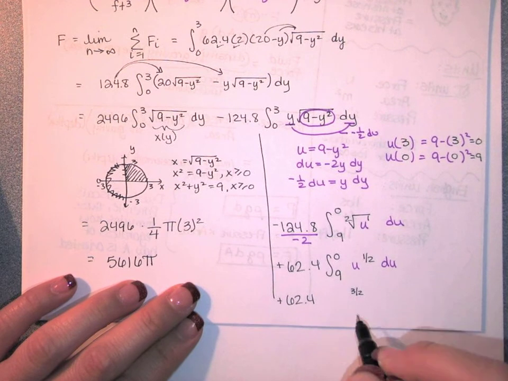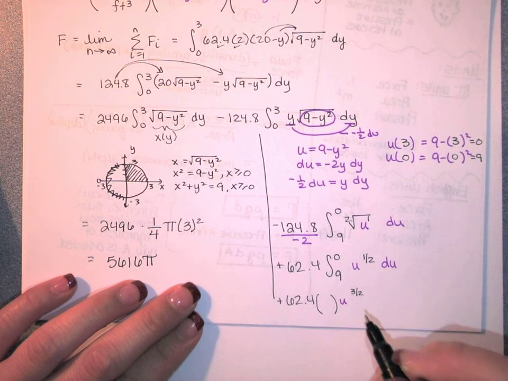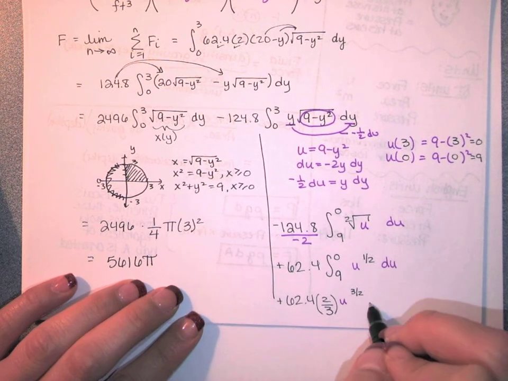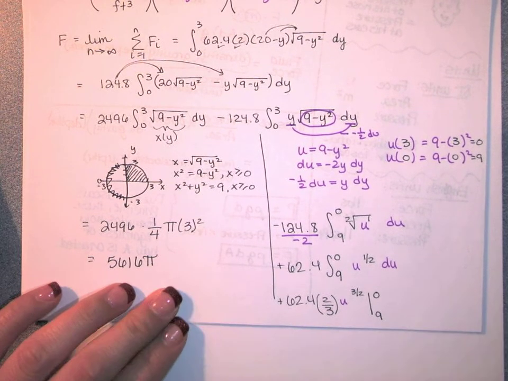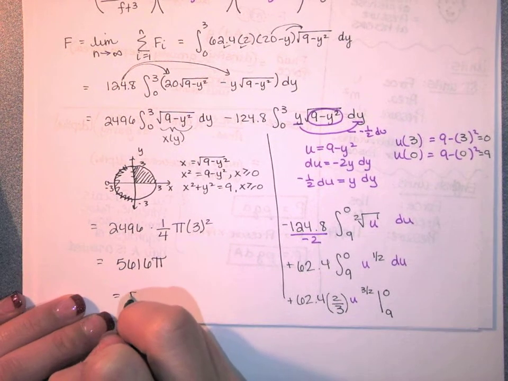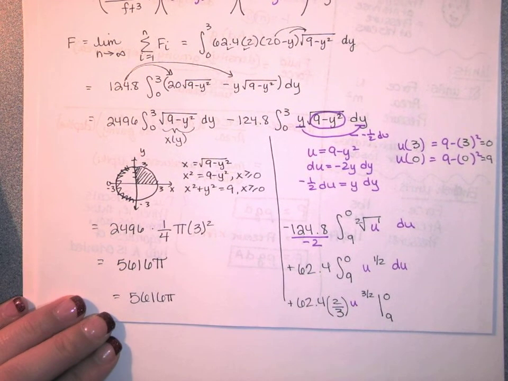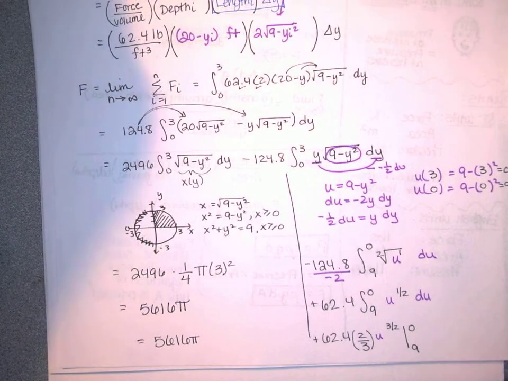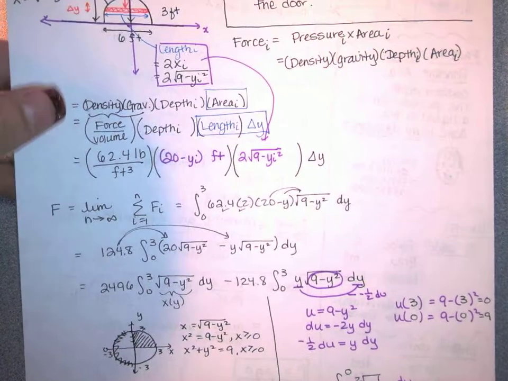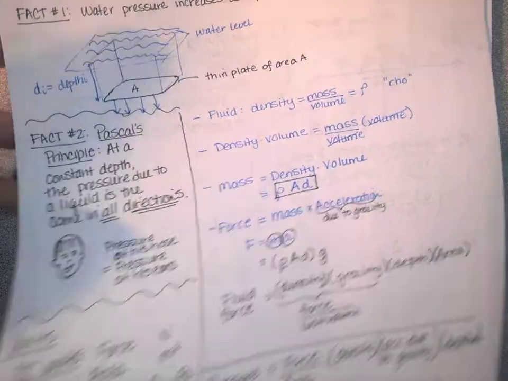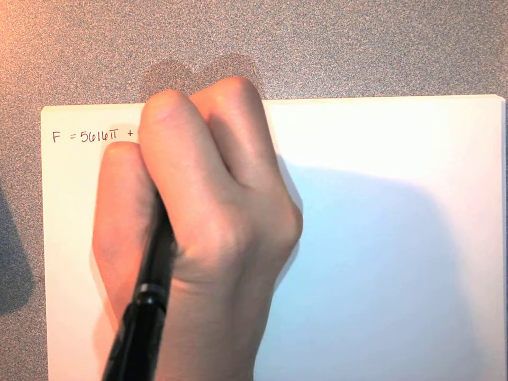Add 1 to the exponent, and then divide by the new exponent. Dividing by 3/2 is the same as multiplying by 2/3. Don't forget to plug in your 0 and your 9 and subtract. And don't forget to add this 5616 pi from before. We're going to keep going. This is force. Force is 5616 pi plus 62.4 times 2/3.